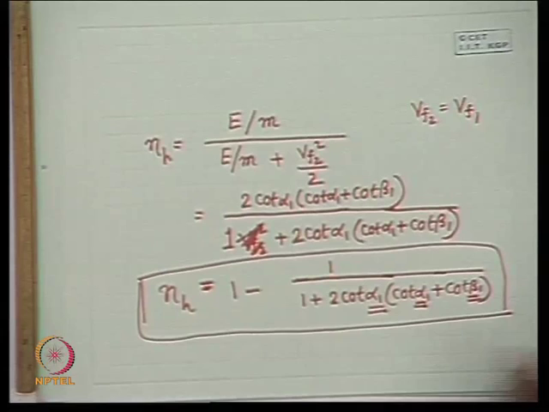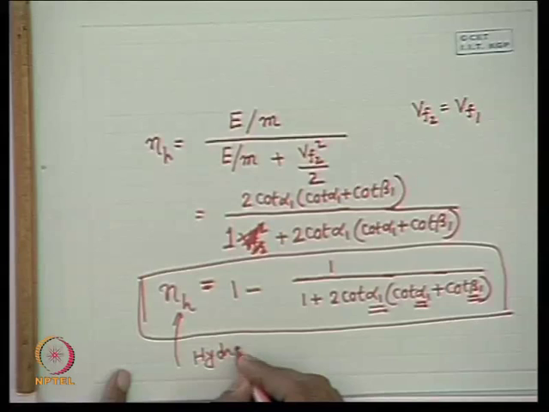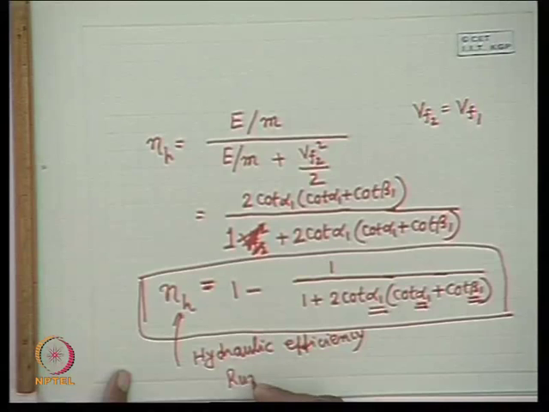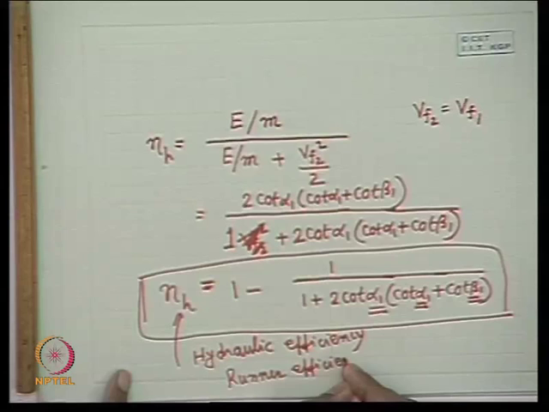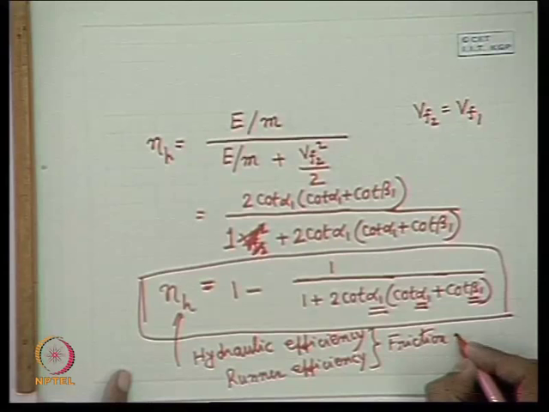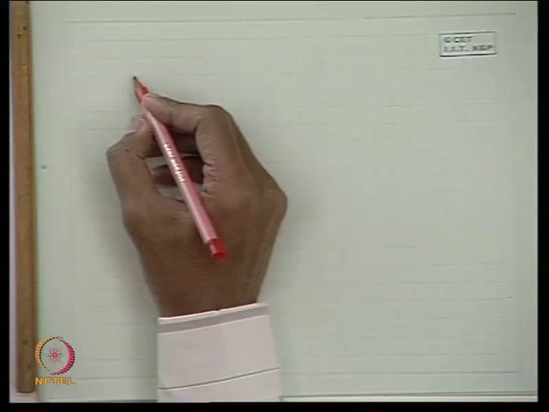This is the hydraulic efficiency or runner efficiency, provided the friction is neglected. That means the runner efficiency becomes the hydraulic efficiency, with friction neglected in both the guide vanes and the runner blades. Now, next we come to the expression of degree of reaction, R.